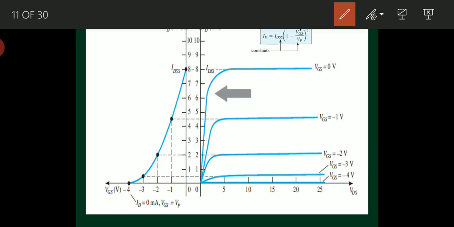So this is all about the n-channel JFET.